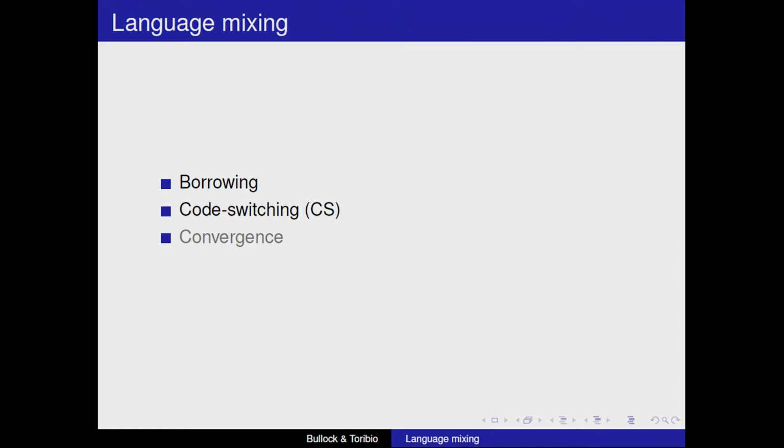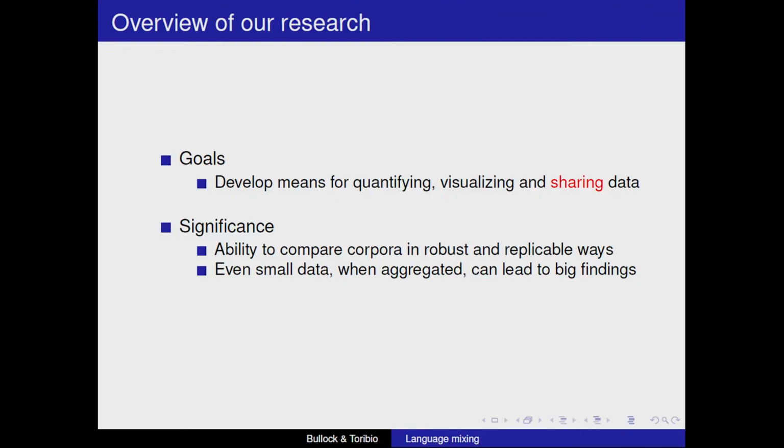Barbara and I are especially interested in code switching, and we'll be using code switching and mixing interchangeably in this presentation. We're also interested in convergence, which we conceptualize now as covert code switching. That is, there is the presence of two languages, but it's not overtly manifested. With our research, we have goals that you see here, that is to develop means for quantifying and visualizing and sharing data. And in particular, we're talking about language contact data.